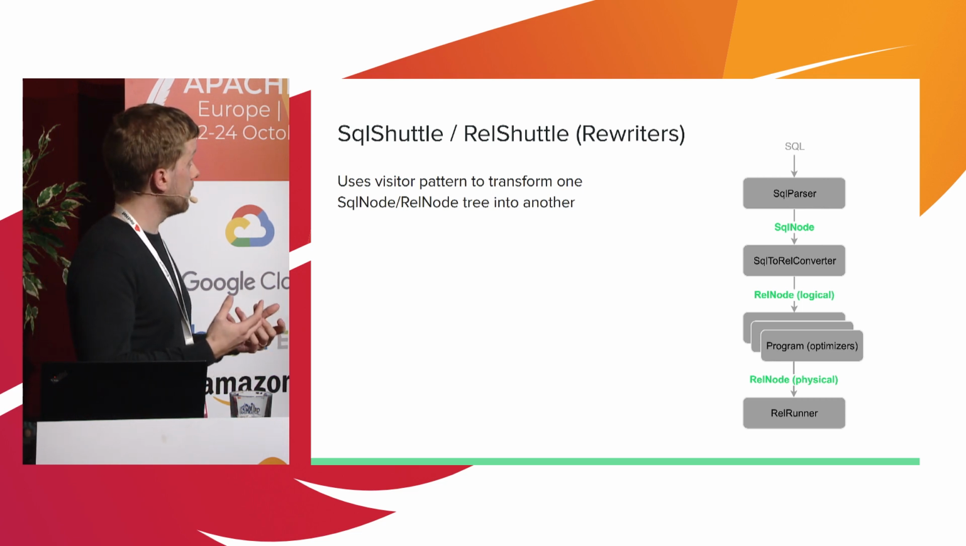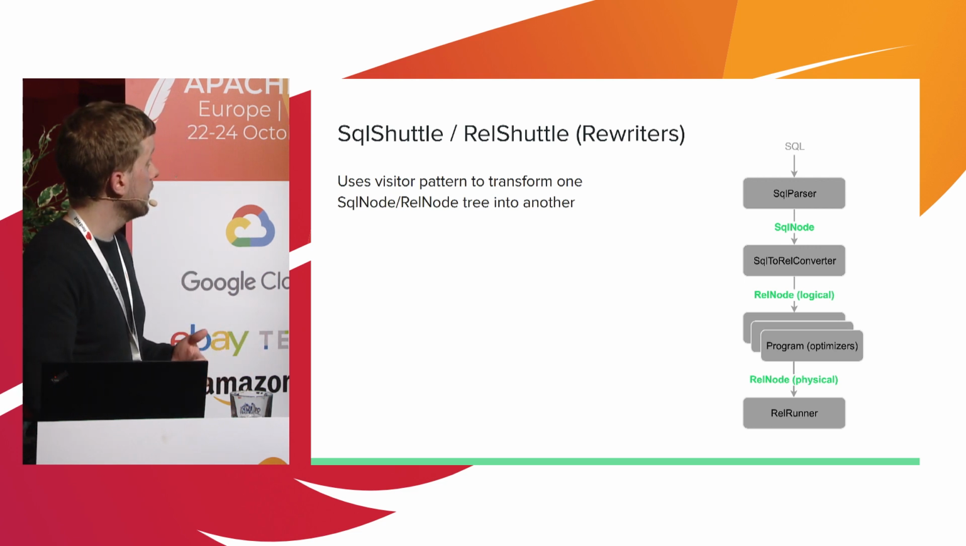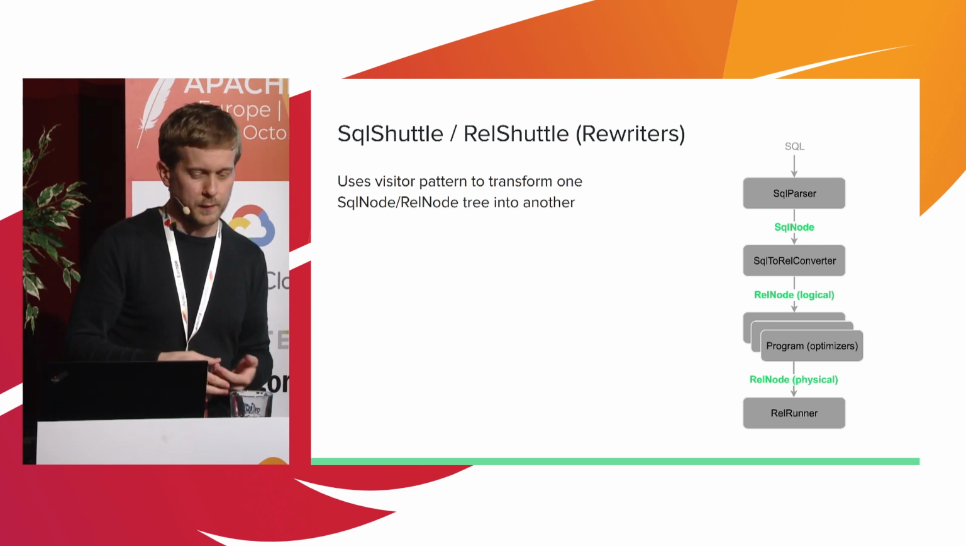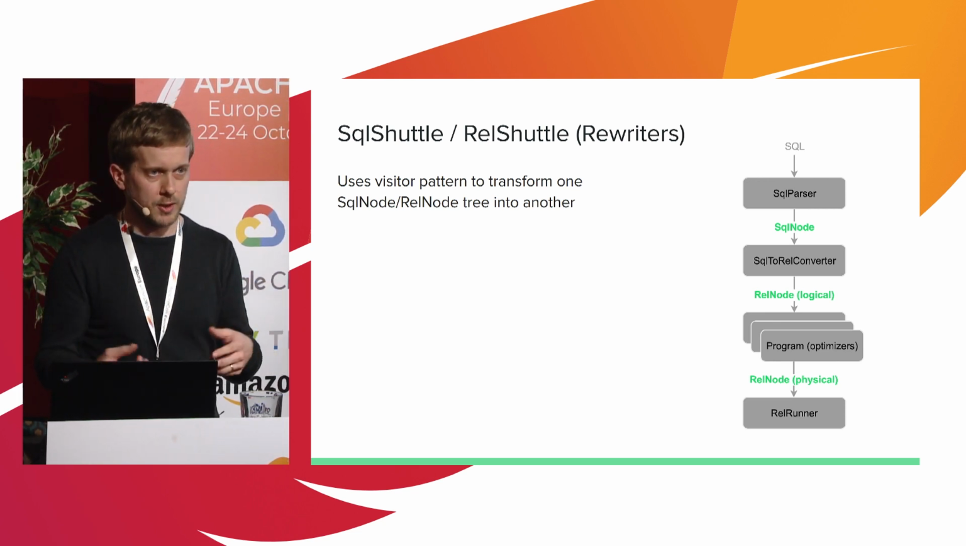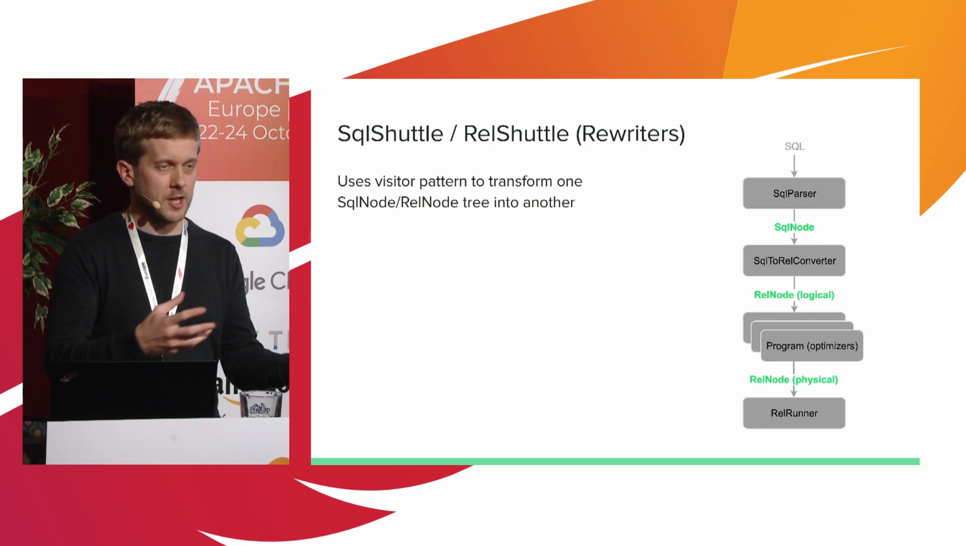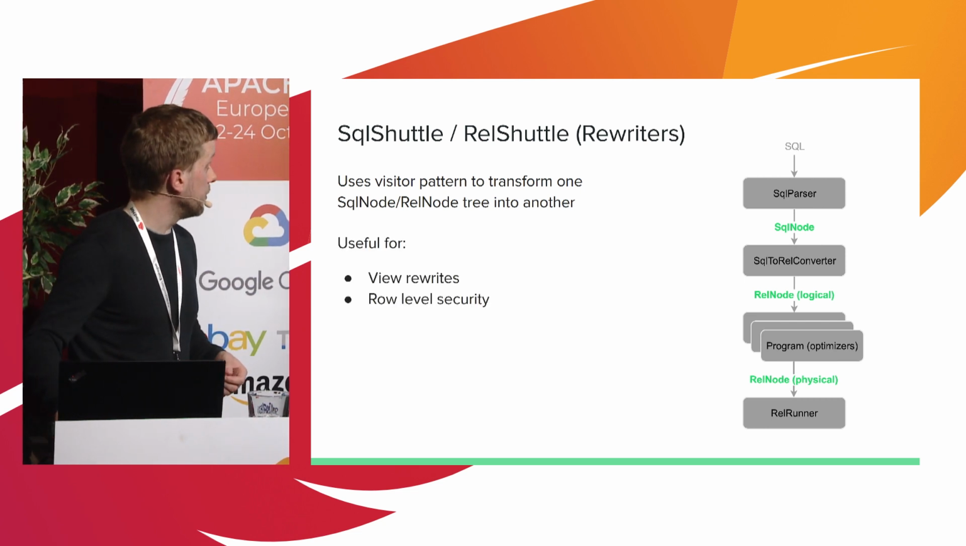Internally in Calcite, you can basically use the visitor pattern to do this, and we're transforming from one SQL node into another SQL node, or one rel node into another rel node. You can think of it just basically in terms of plan transformation in some way. So why would you want to do this?